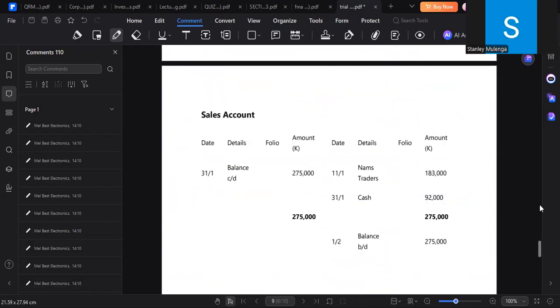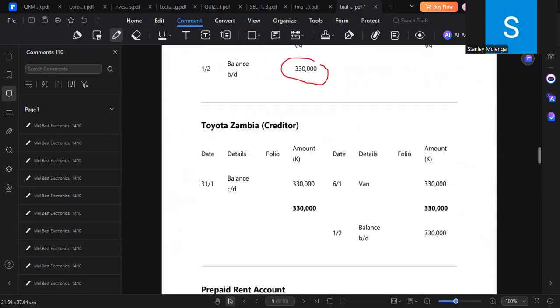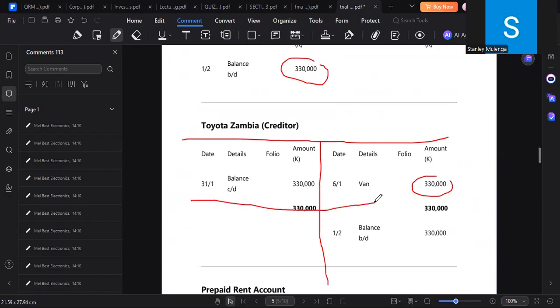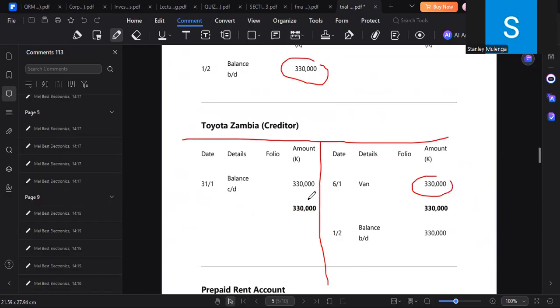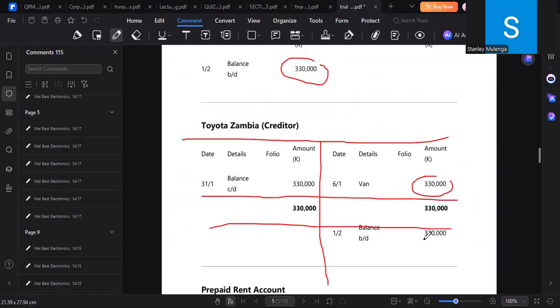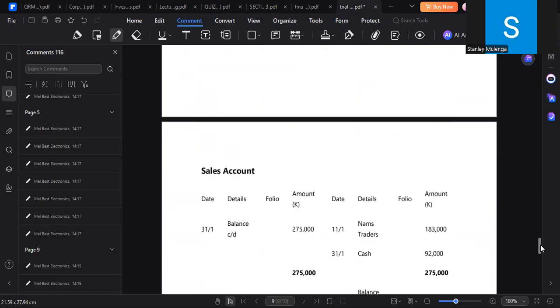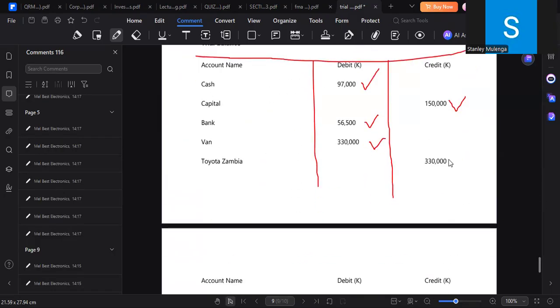Toyota Zambia, we got Toyota Zambia is our creditor. So all creditors have a credit balance. So since we will go to write van here there's no amount there. So if it's on the credit side, our closing balance will be on the credit side. You just give this guy this figure, it will come here. So Toyota Zambia is our creditor. So we can write Toyota Zambia or creditors here.